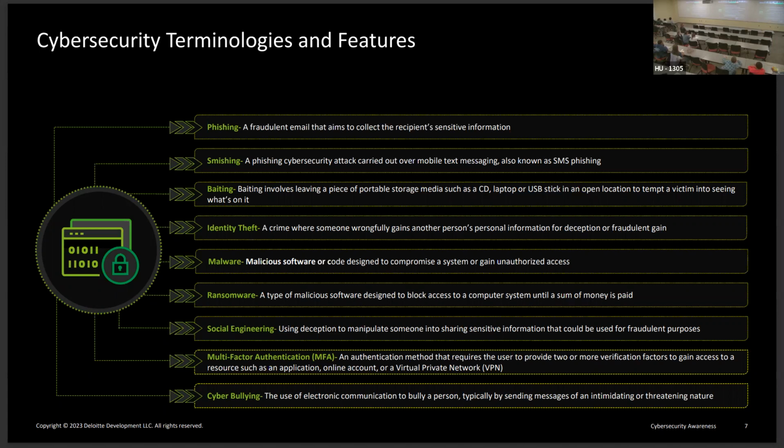And then on the next slide, we'll talk a little bit about MFA. MFA is a common practice that has come up recently. It's using two or more authentication devices. Examples of this would be Face ID scans or sending a one-time password to your email. And then cyberbullying, which is the use of electronic communication to bully a person. Usually these messages are threatening or intimidating in nature.